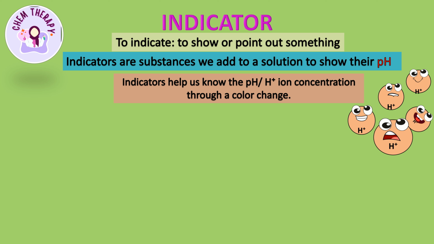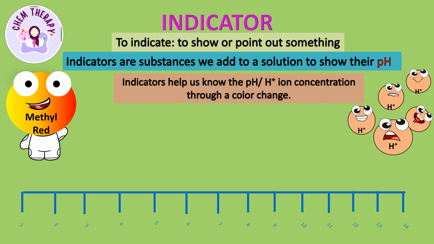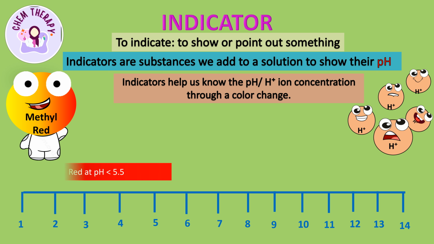This is because almost all the indicators have two main colors, which they can turn. For example, the indicator methyl red can be yellow or red, depending on the pH of the solution it's added to. Below pH 5.5, methyl red turns red, but above that pH, methyl red is yellow. So, depending upon the color we see, we can get information about the pH of the solution.